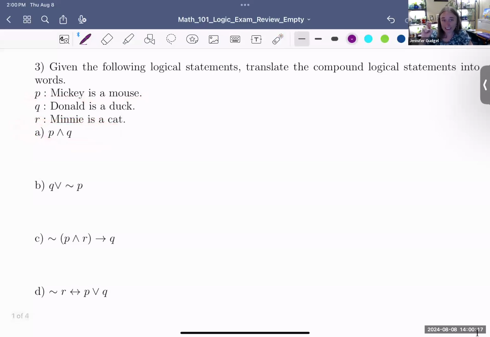This is our and. All right, that is our and. That almost looks like an A. So P and Q. That's one strategy to really translate these, is to think about what the symbol is in words and then just fill in these statements in words. So P was Mickey is a mouse, and Q was Donald is a duck.